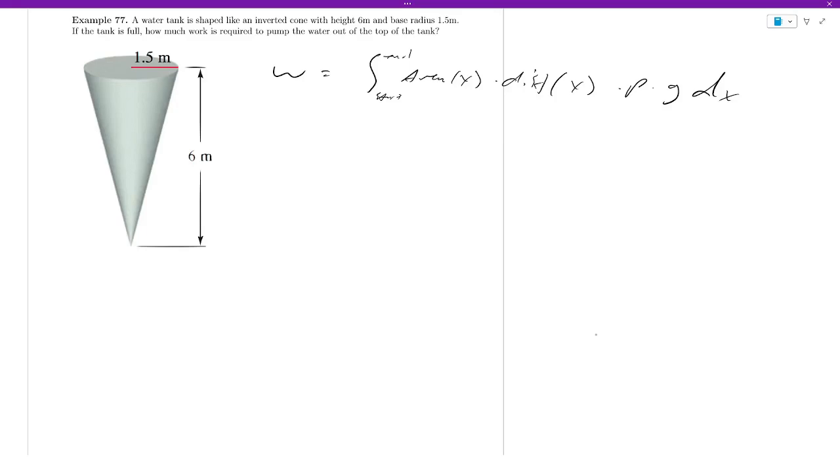I always recommend starting with setting up the coordinates. So you get to pick them. Last time we did x equals 0 on the top. Here I'm going to have x equals 0 on the bottom just to show you how that goes. It's x equals 6 on the top because it's 6 meters tall.